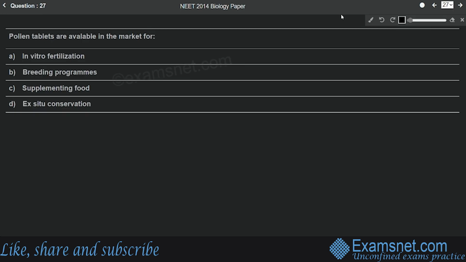Question number 27 is again from the chapter Sexual Reproduction in Flowering Plants, and the question is, pollen tablets are available in the market for. Options are in vitro fertilization, breeding programs, supplementing food and ex situ conservation. So it is very simple. We know that the pollens are very rich in nutrients. Therefore, in recent years, it has become a fashion to use pollen tablets as food supplements. Okay, so the answer will be option number C. They are available in the market for supplementing food.